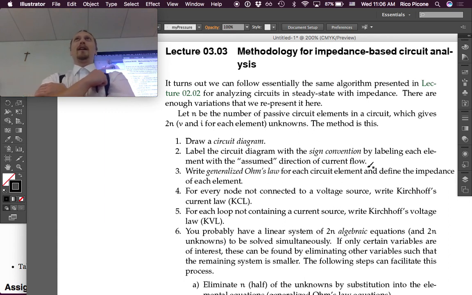You may recall that in chapter 2, we learned a methodology for circuit analysis that had steps 1 through 6, and we would burn through those, and we would find a time response to a system with initial conditions. And you may recall it because you're still doing it in your homework.